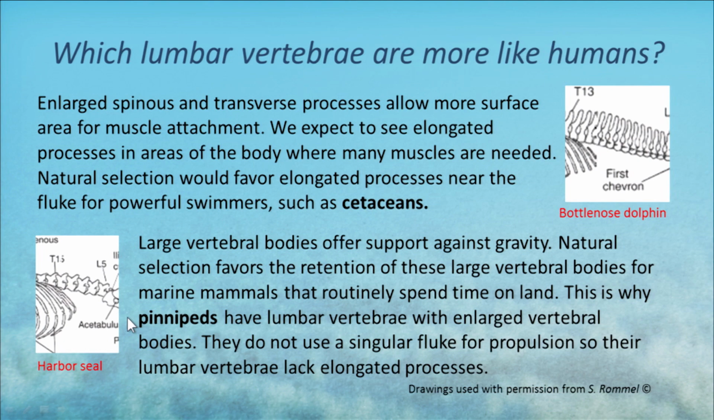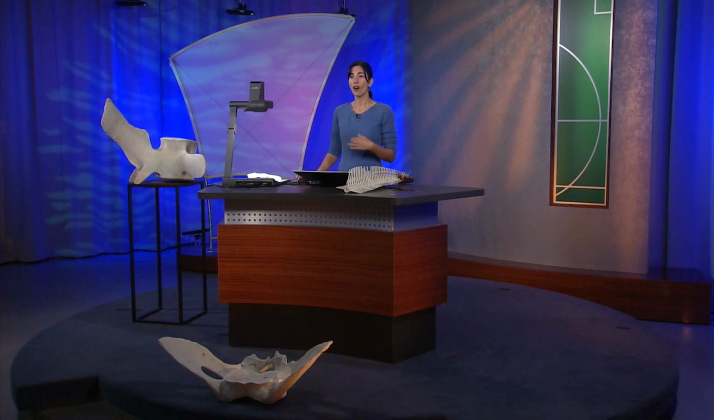so pinnipeds, which come out on land and need to still support their weight against gravity, tend to show vertebral bodies that are more like most mammals, including humans, whereas cetaceans and some sirenians, which are in the water, not subject to the same gravitational forces, but need to swim all the time and thus need to have a lot of muscle attachments running along that vertebral column, have shorter vertebral bodies, they don't need them for support, and longer processes so that those muscles can grab in and help propel them forward.